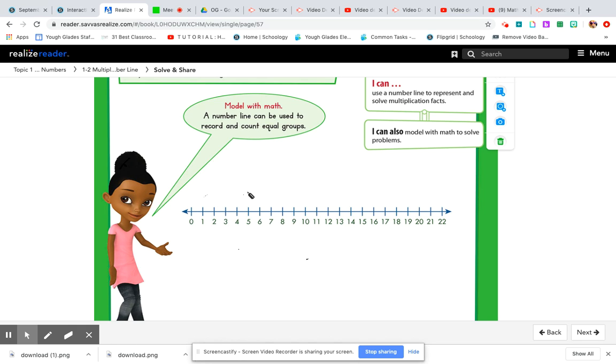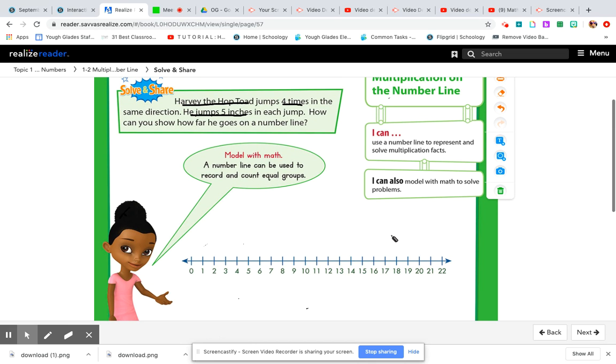And I want to tell you that multiplication is the same as skip counting. So when you're multiplying, you are actually skip counting. And when you see how we solve this problem on a number line, you're going to see that we are skip counting by 5s. You know how to skip count by 5. 5, 10, 15, 20, 25, 30, 35, 40, 45, 50, 55, 60.